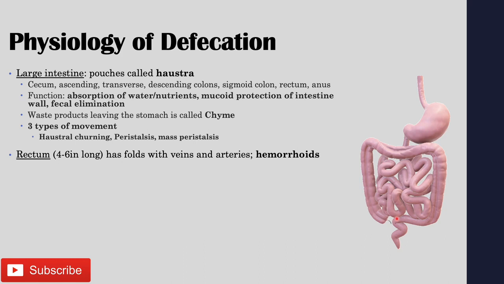So a hemorrhoid is a distended vein within the rectum, and they can be painful, and they can also burst and bleed and create frank blood in the feces. And frank just means bright red blood.